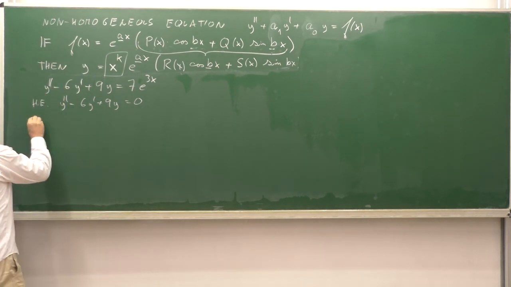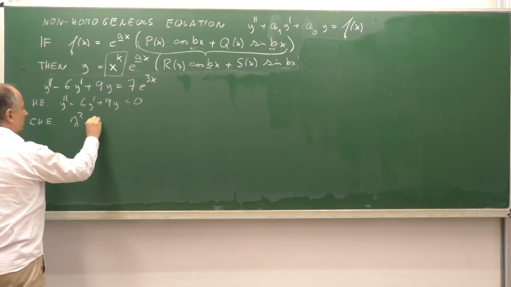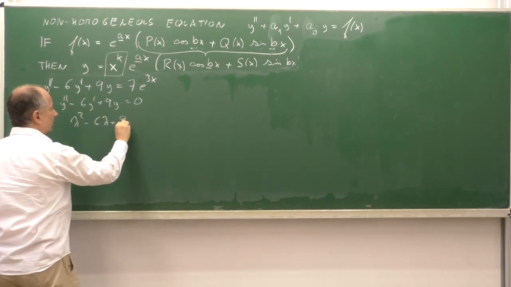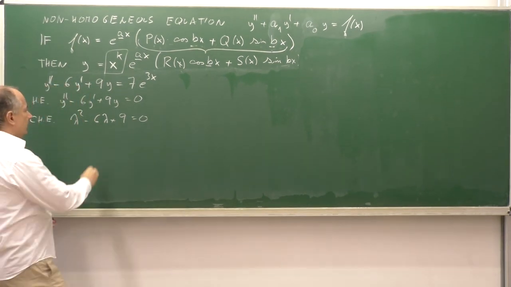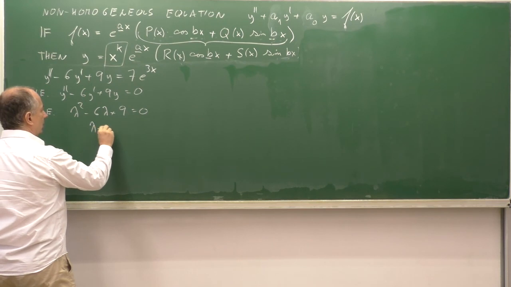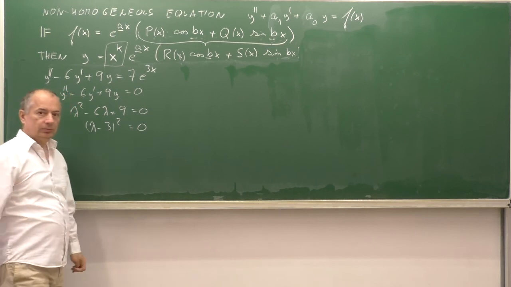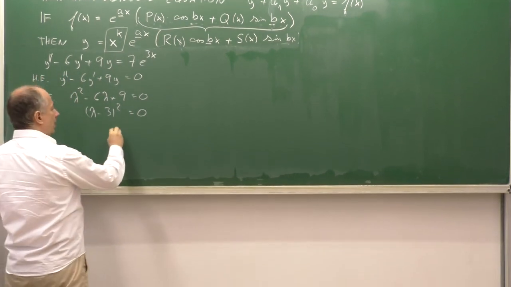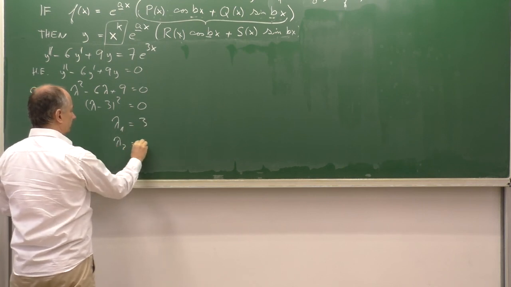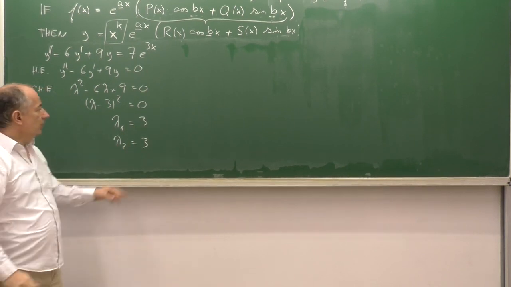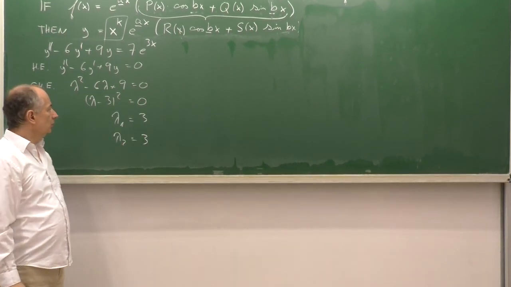Then we write the characteristic equation, lambda squared minus 6 lambda plus 9 is 0. Well, this is equal to (lambda minus 3) squared, that is 0. And this has two real roots which are the same. So this is the double root, or root with multiplicity 2.